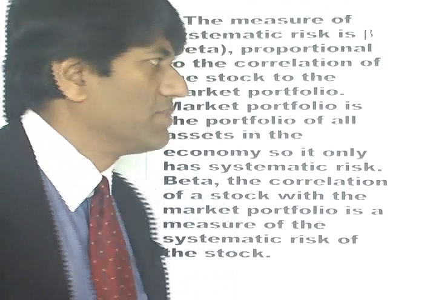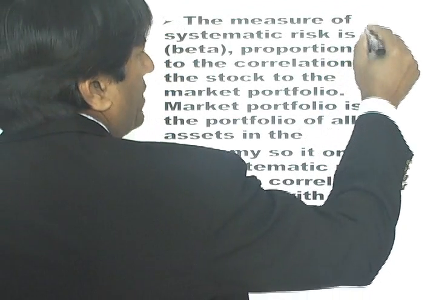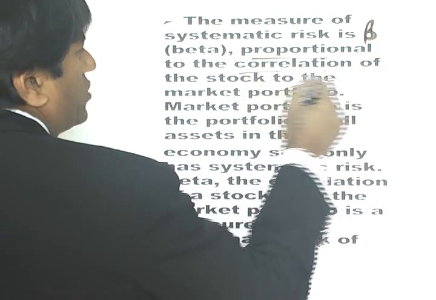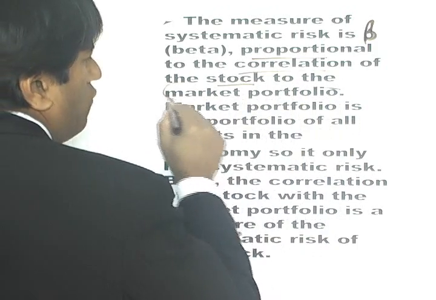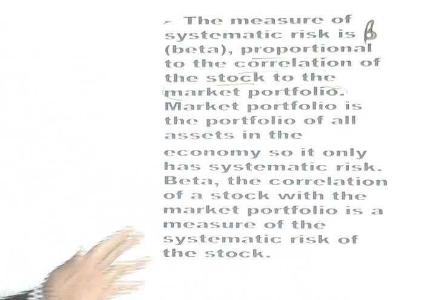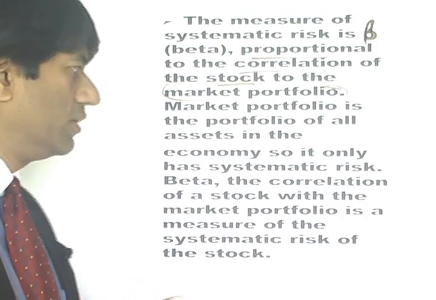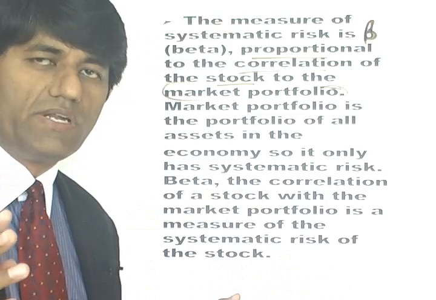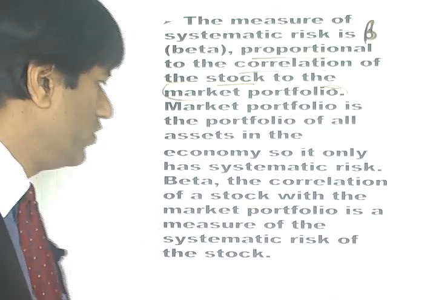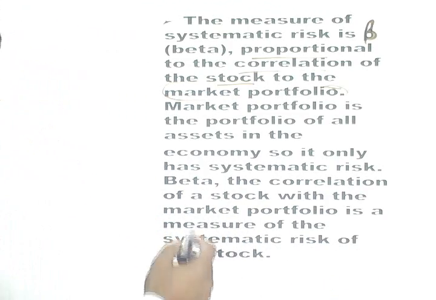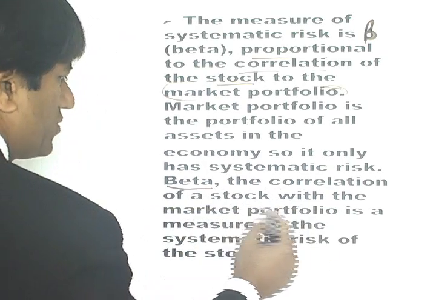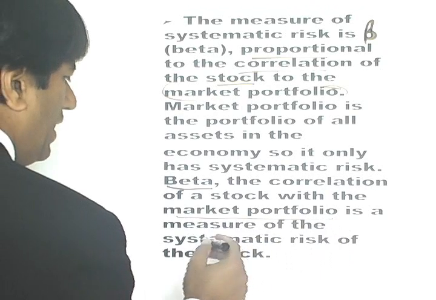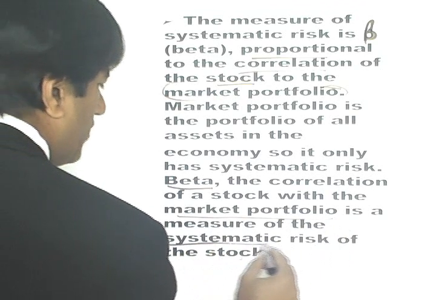So the measure of systematic risk for an asset is called beta. And that is proportional to the correlation of that asset with the market portfolio. The market portfolio is the portfolio of assets in the economy. So it has only systematic risk, because diversification gets rid of all the idiosyncratic risk, since it's a very diversified portfolio. Beta, which is the correlation of a stock with the market portfolio, is a measure of the systematic risk of the stock.